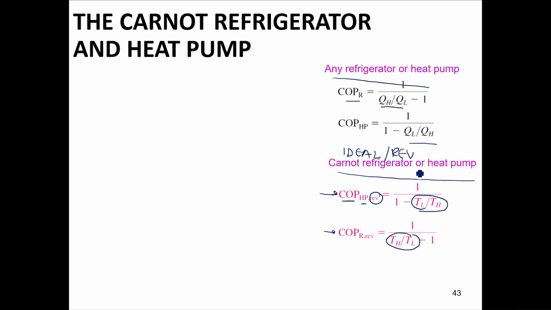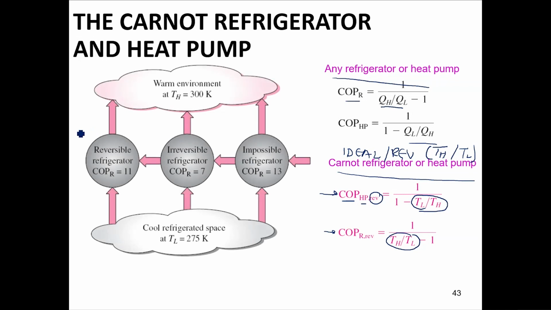So this is essentially for a Carnot refrigerator or heat pump, or an ideal refrigerator or heat pump, or a refrigerator working on a reversible cycle. The efficiencies or the coefficient of performance are dependent upon the temperatures of the source and the sink. Again, consider the coefficient of performance for a refrigerator operating between 300 Kelvin and 275 Kelvin. A reversible refrigerator could have a coefficient of performance of 11. An irreversible refrigerator would have less than 11, and an impossible refrigerator would have a coefficient of performance of 13.